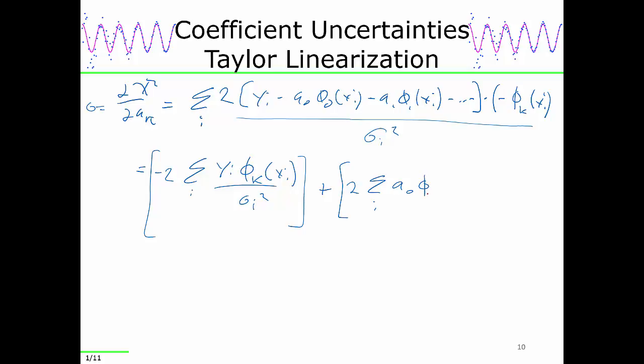A0 phi 0 x sub i phi k x sub i plus A1 phi 1 x sub i phi k x sub i plus dot dot dot. Brackets. There. I need a bigger screen, either that or a smaller pen. Okay, that probably wouldn't help.